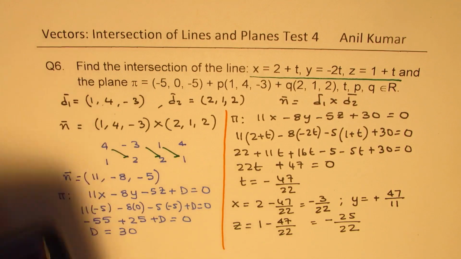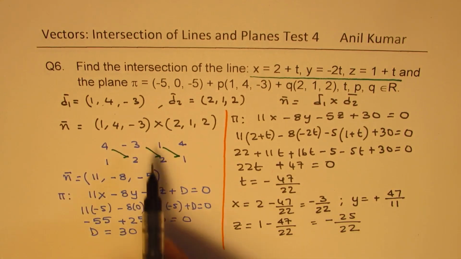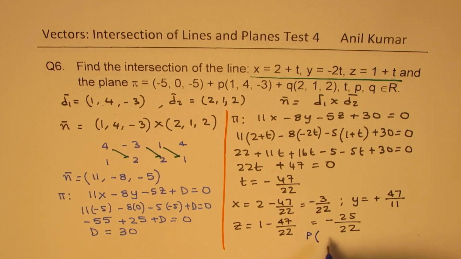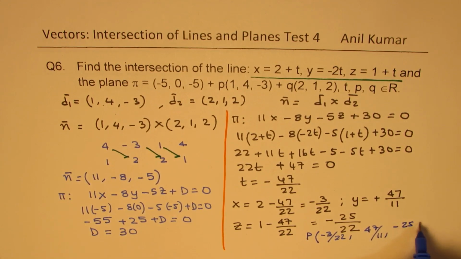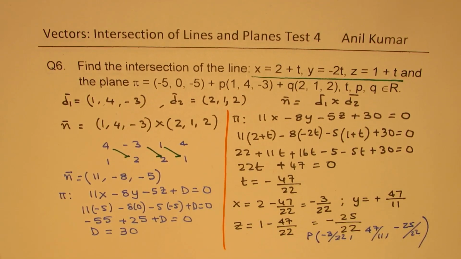So I'm not very sure whether these calculations are right or wrong. However, this is the actual method. So we do get a point of intersection, and the point of intersection between the line and the plane is minus 3 over 22 for x, the y value is 47 over 11, and the z value is minus 25 over 22. You may do your calculations and write down the correct answer in the comments.